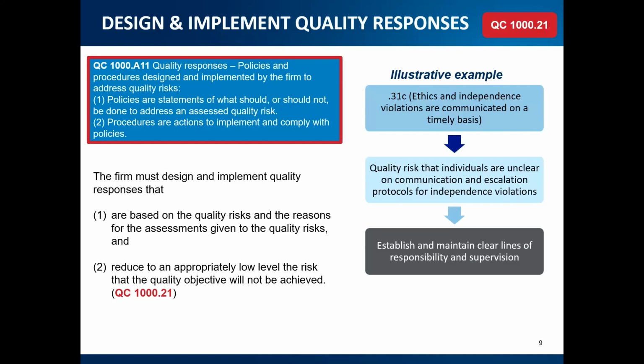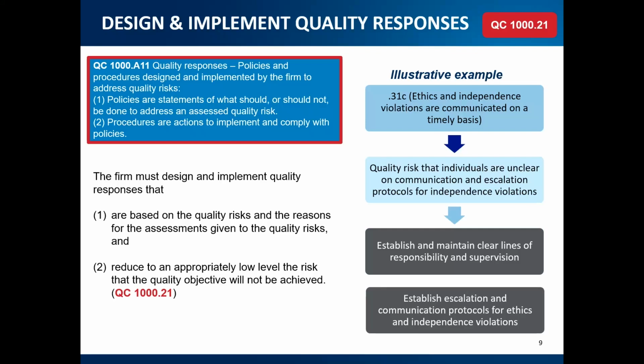The firm considers the specified quality response that is required in the standard pursuant to paragraph 27, which is that the firm should establish and maintain clear lines of responsibility and supervision within the QC system, including defining authorities, responsibilities, accountabilities, and supervisory and reporting lines for roles within the firm, up to and including the principal executive officer or equivalent. In considering whether the specified quality response appropriately addresses the quality risk, the firm determines that this would not sufficiently address it alone because this is not specific enough to the quality risk identified.